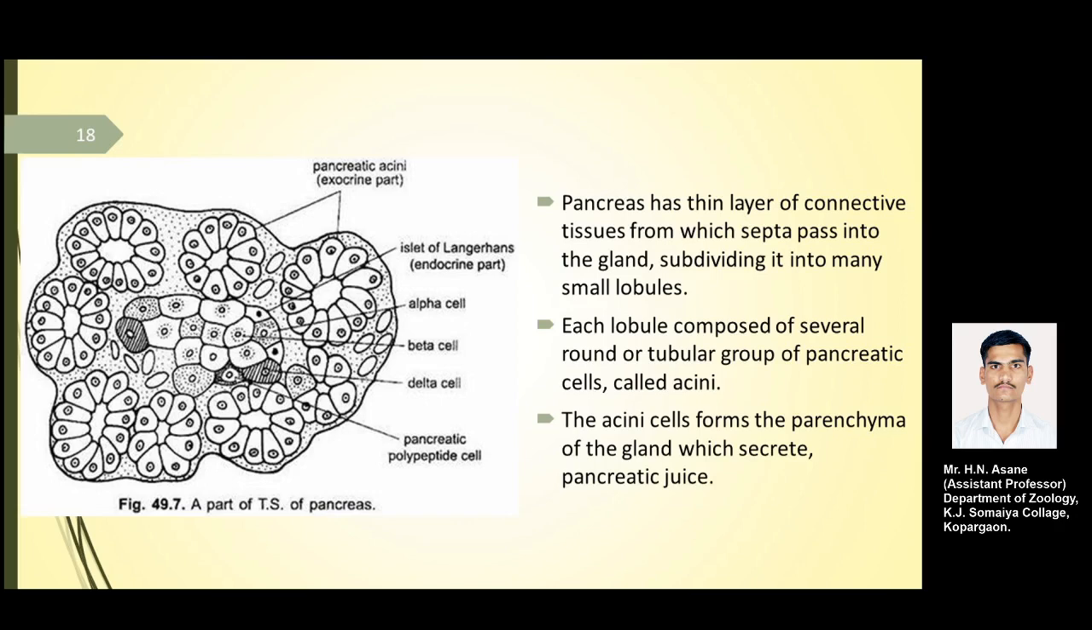In the islets of Langerhans, three types of cells have been identified. The first are the alpha cells, then the beta cells, and then the delta cells, as you can see in these TS highlighted: alpha, beta, and delta cells. These alpha, beta, and delta cells are the granular cells.